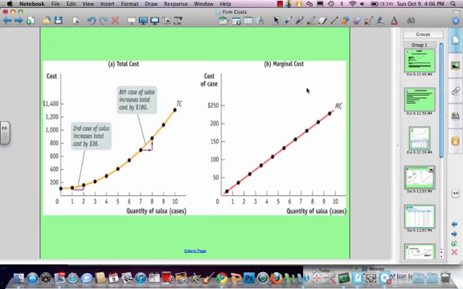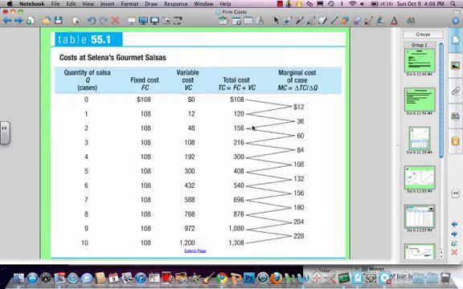On the right you have marginal cost, which is simply the cost of an additional case of salsa that's produced. Consider total cost as a function of both fixed cost and variable cost, and add another element into it, which is marginal cost. Again, marginal cost is defined as simply the additional cost associated with whatever that additional product is that you've made. So here you can see in the cost at Selena's Gourmet Salsas, you have fixed cost, then variable cost, total cost, and marginal cost of a case.